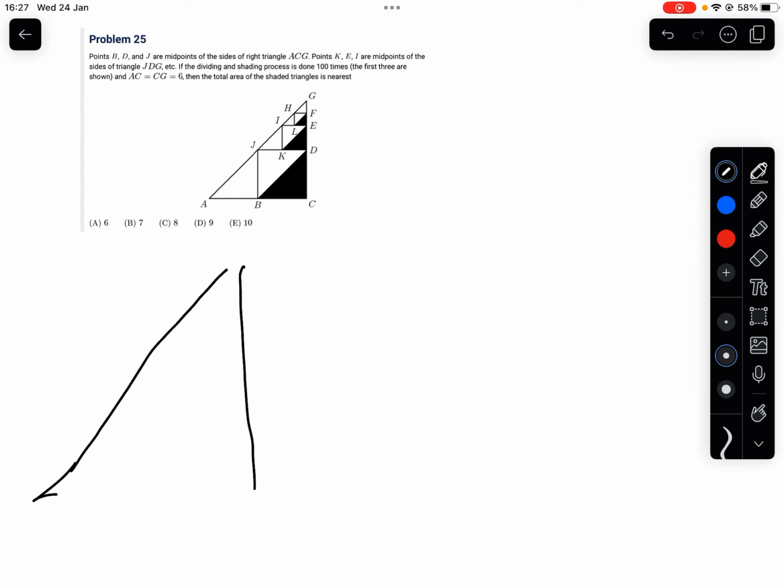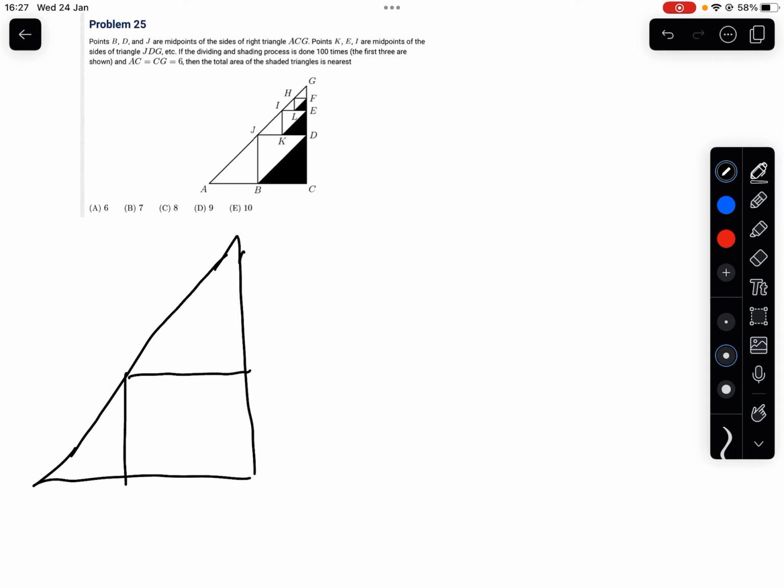So I'll just draw this again to give you a better understanding of this problem. So we know sides AC and CG are both 6, so this is side 6, and we know this side of the square hits the midpoint of this side, which is 6. Therefore, if it hits the midpoint, then each side is going to be 3.